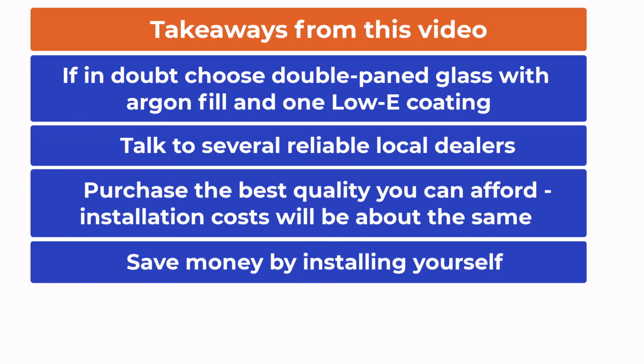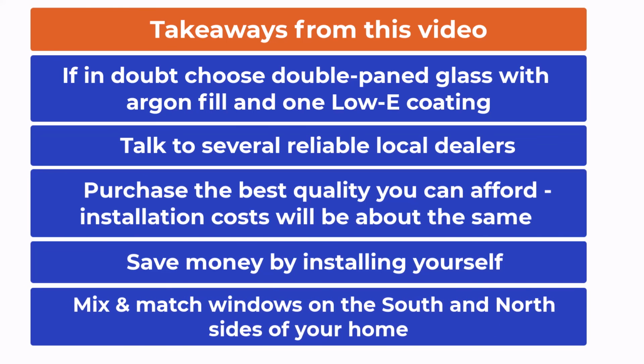Remember, you can mix and match windows: energy-efficient windows on south and west-facing parts of your home, and less expensive windows on the north and east sides of your house. And remember, your garage and utility room do not need expensive double-pane glass.